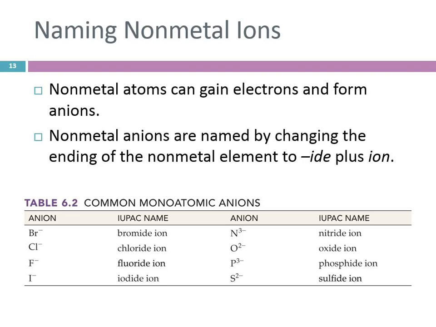Okay, what about the nonmetals? Well, the nonmetals form negative ions. Nonmetal, negative, anions. And we can predict their charges from the periodic table. When we name them, we change the ending of their name.